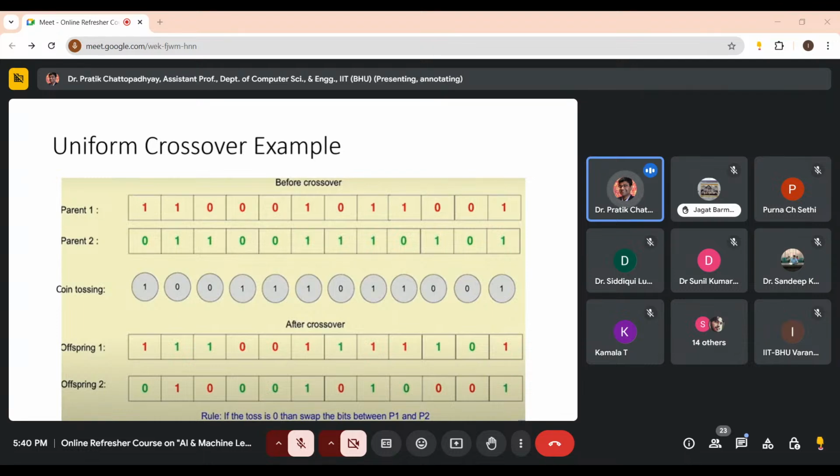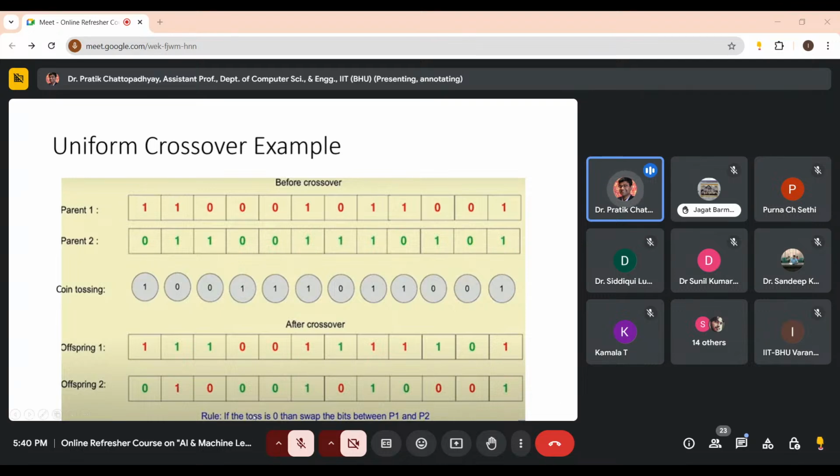And we define a rule. If the outcome of the toss is head, then we will swap the bits between parent 1 and parent 2. If the outcome of the toss is tail, we will not swap the bits. That rule we can define, and accordingly we can generate new offsprings. As I said at the beginning, we will not look for any mathematical proof behind that. These are a set of algorithms defined which we follow, and it has been seen to work well in most cases, genetic algorithm.